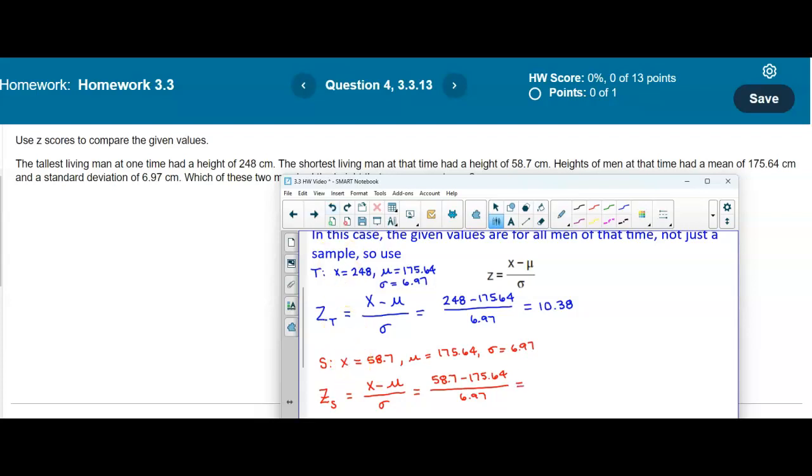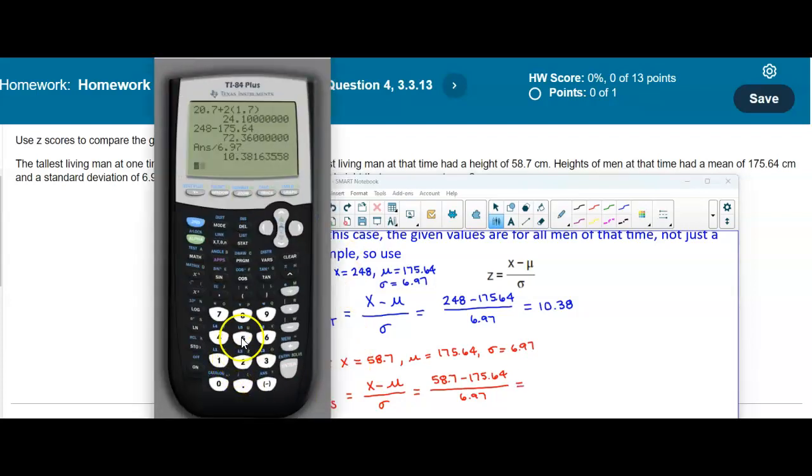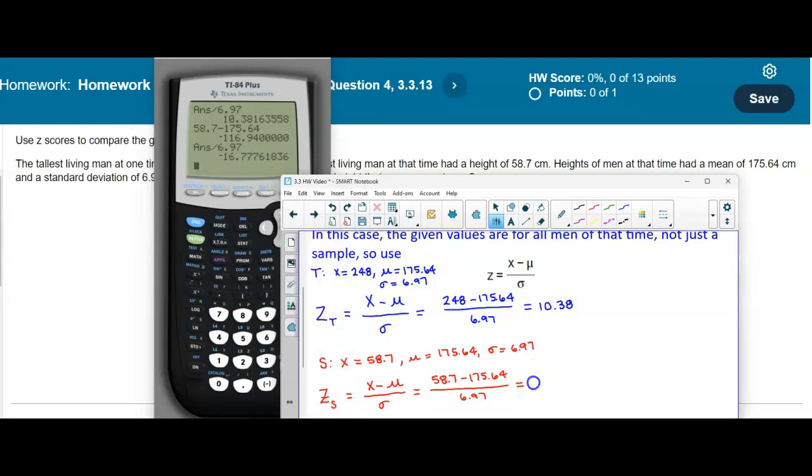So let's go ahead and find that. We take 58.7 minus 175.64, and then divide that by 6.97, and then we're going to round that to two decimal places. So it's going to give us negative 16.78.